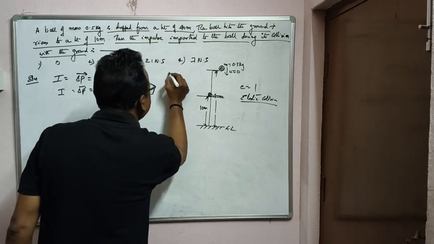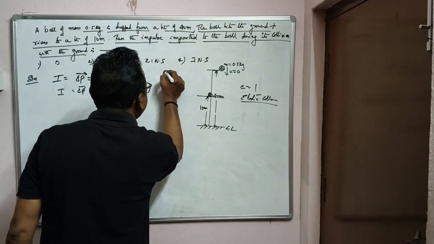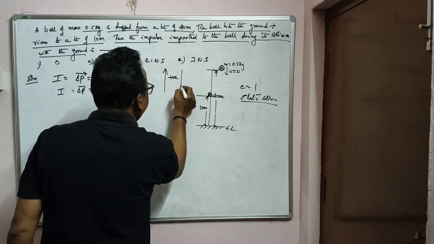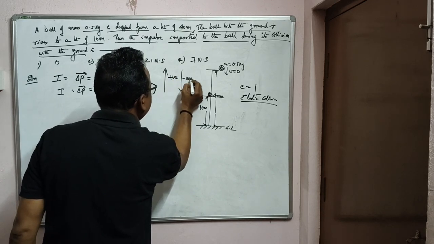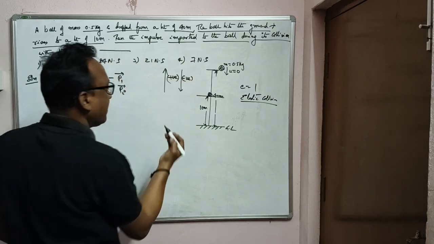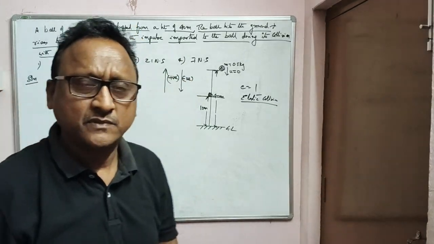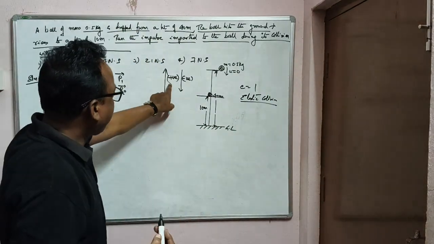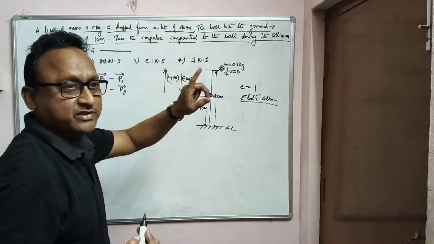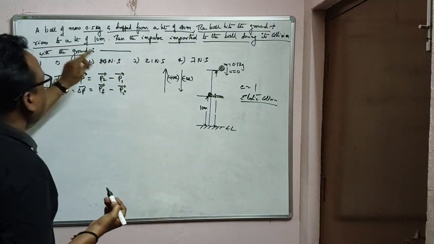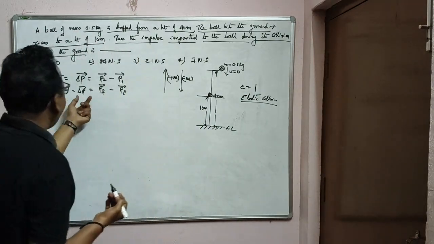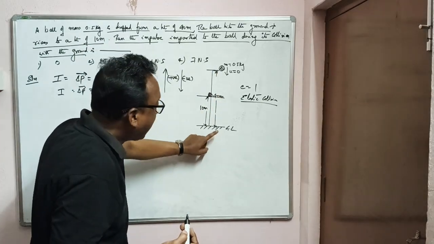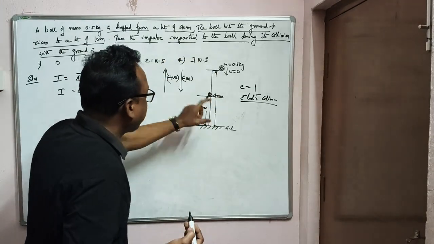Here we will consider upward momentum as positive and downward as negative, the sign convention, like the general x-axis and y-axis. Now, to calculate impulse, I want the velocities before hitting the ground and after the collision. So I have to calculate the velocity.